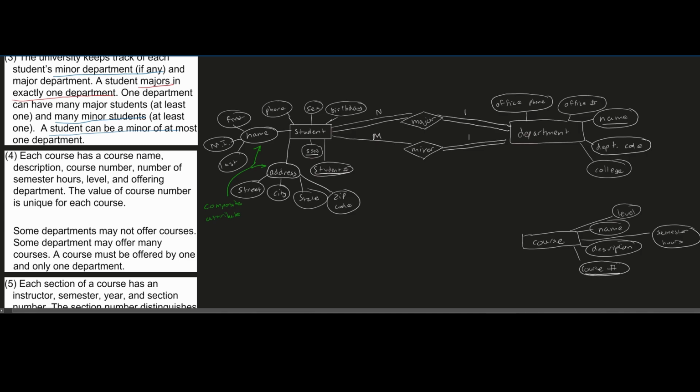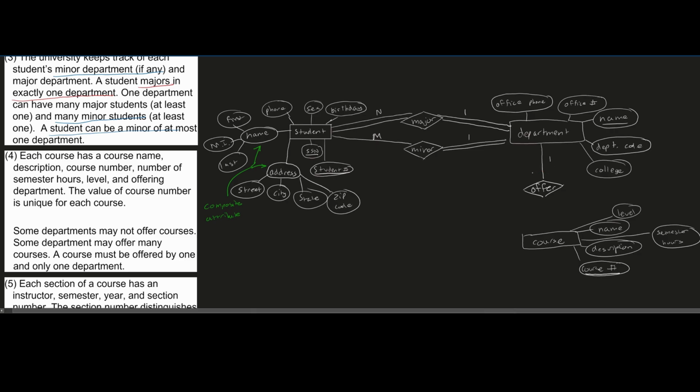Now some departments may not offer courses, some departments may offer many courses. A course must be offered by one and only one department. So this means that our course is going to be in a relationship with department. We'll just call this relationship offer, and now we can draw lines to it. So it says some departments may not offer courses.